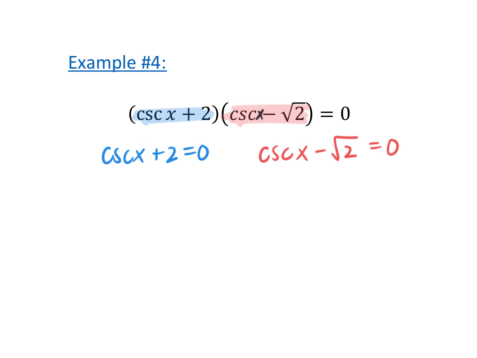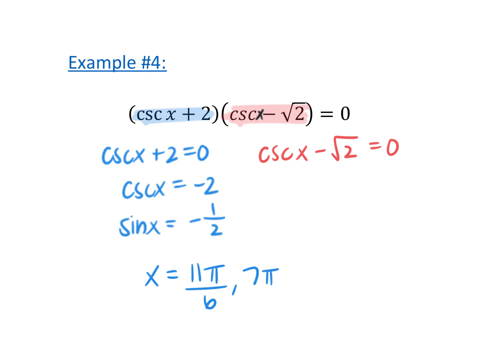Okay, so starting on the left here, we're going to subtract that 2. And then I don't know cosecant very well on my unit circle, so I'm going to rewrite cosecant as sine. So this is going to be sine of x is equal to -1/2. Okay, so look on your gold sheet. Where am I going to have a y value of -1/2? 11 pi over 6 and 7 pi over 6. You guys are killing it.